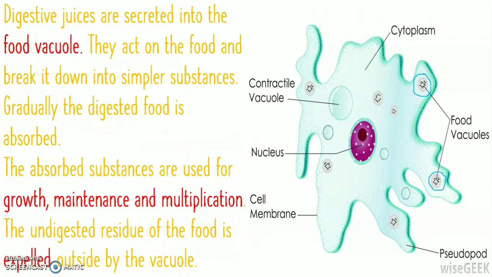So then the amoeba also has digestive juices, and the digestive juices are secreted in the food vacuole. The digestive juices act on the food and break it down into simpler substances. Gradually, the digested food is absorbed. The absorbed substances are used for growth, maintenance, and multiplication. The undigested residue of the food is expelled outside by the vacuole.